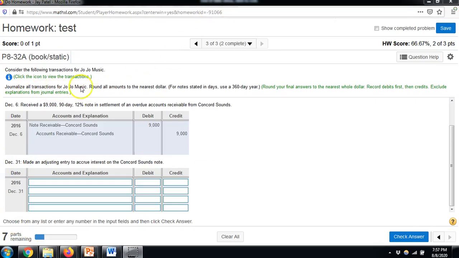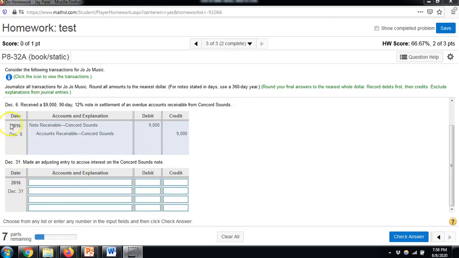So we'll also note here that for notes stated in days, use a 360-day year. So in the book, we talked about using a 365-day year and putting 365 days in our denominator when we were calculating interest. But for this question, it looks like they want us to use a 360-day year. So instead of using 365 in our denominator, we'll use 360.